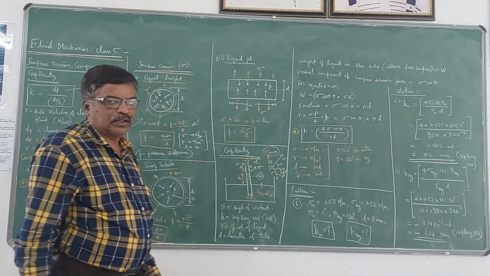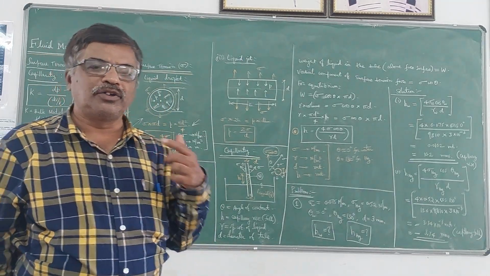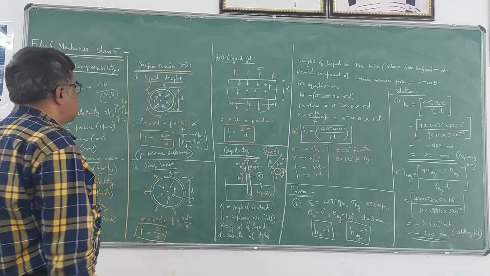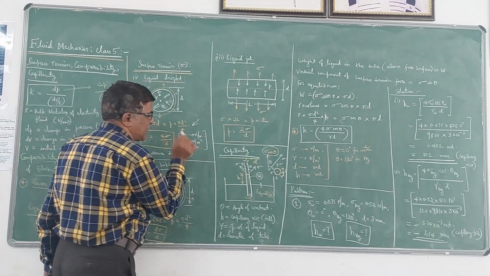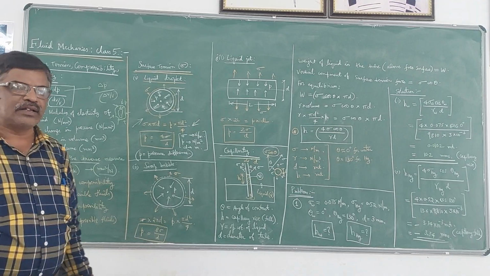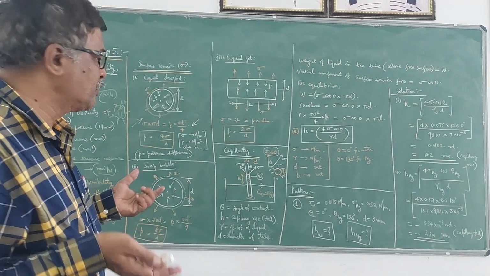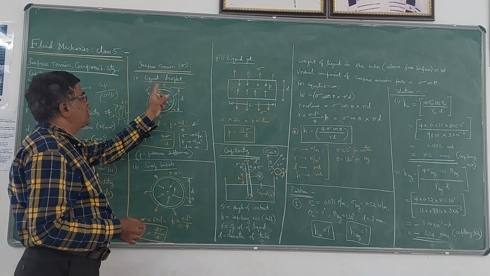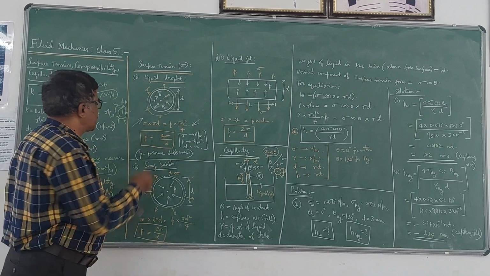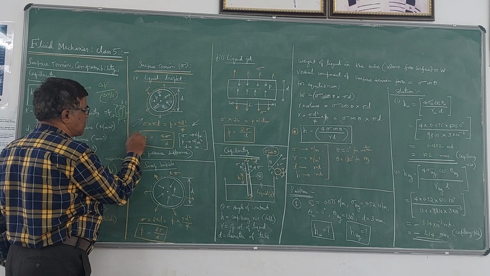When you are using this formula, you should be careful about the SI units. Sigma will be in Newton per meter, P will be in Newton per meter square, and D will be in meters. They are the SI units, so even if they are given in different units, you have to convert them to these units. This is in the case of a liquid droplet: P is equal to 4 sigma by D. This formula you have to remember to solve the problem.